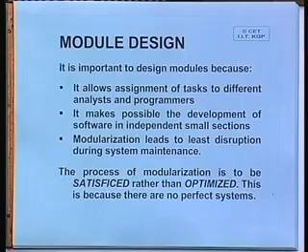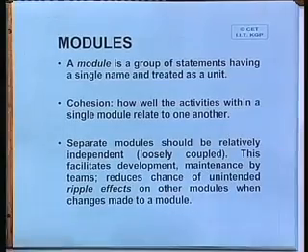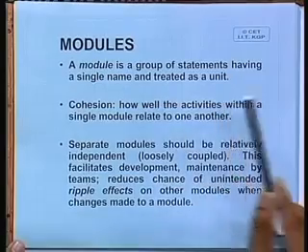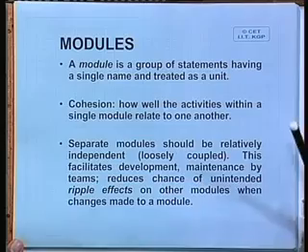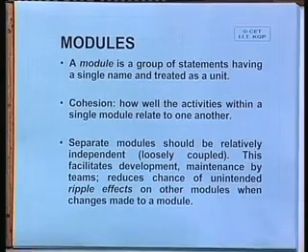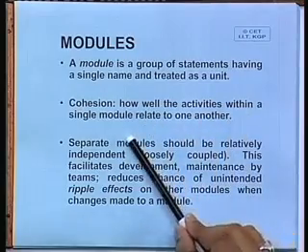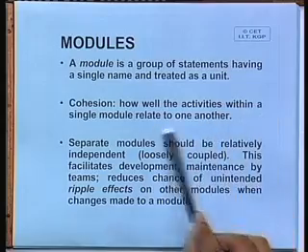So, let me show the last slide of today. Finally, this is how we can define a module. A module is a group of statements having a single name and treated as a unit, that can be called a definition of a module, right. Then there are two important concepts, one is cohesion. Cohesion is how well the activities within a single module relate to one another. Another name for cohesion is strength.